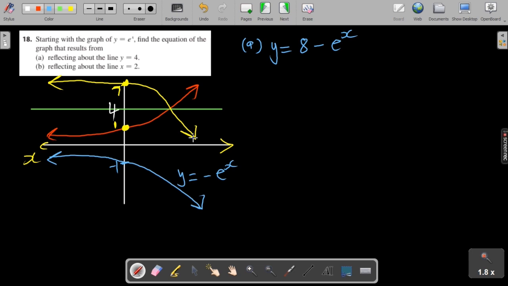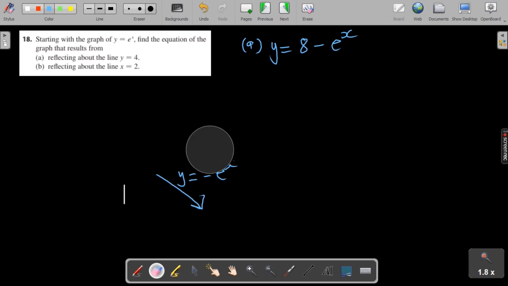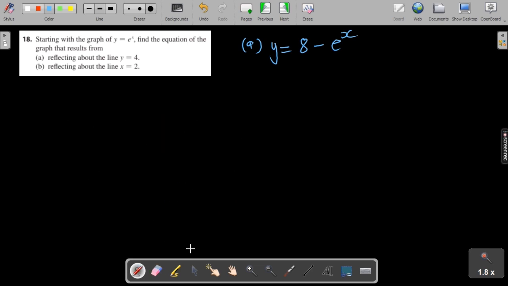So that's how you'd find the equation. First, do what you know, then shift that to fit or to be on the target, basically. And let's do the same for the next question. So the next question B says we're reflecting about the line x equals 2.